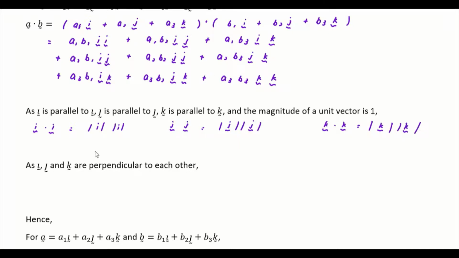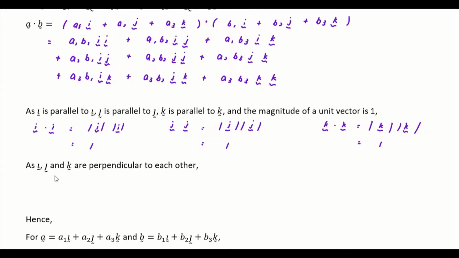So this is the magnitude. What is the magnitude of i? We know that i, j, k are all unit vectors, meaning their magnitude is 1. So 1 multiplied by 1 gives 1, and j is also 1. All of these give the answer of 1. Later we are going to substitute all the i i, j j, and k k to become 1.